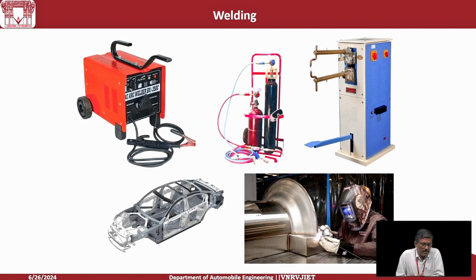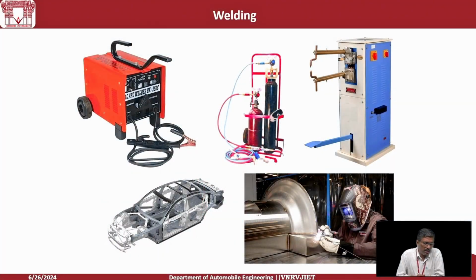And the next one is the welding process. So what is welding? Welding is a metal joining process, joining two or more pieces to get the required structure. There are different types of welding processes: arc welding, gas welding, spot welding, etc.